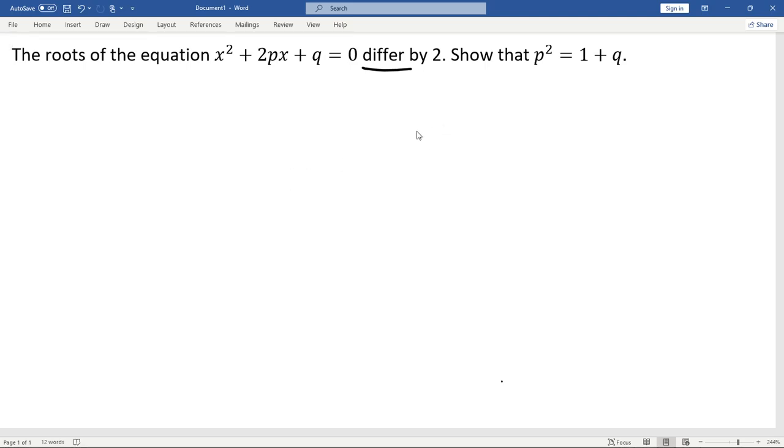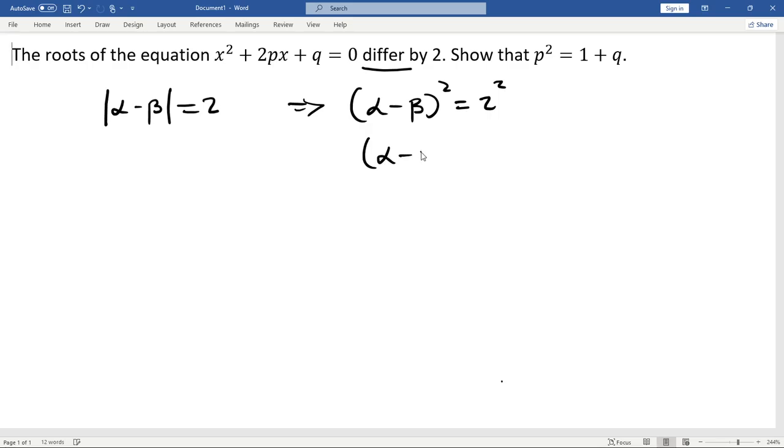For us to get a positive number, it has to undergo the modulus. So the modulus of the difference of the two roots, alpha minus beta, should give us 2. To get rid of the modulus symbols, we can just square both sides. So alpha minus beta squared will be equal to 2 squared, which is 4. We're going to keep this for now, it will come in handy.